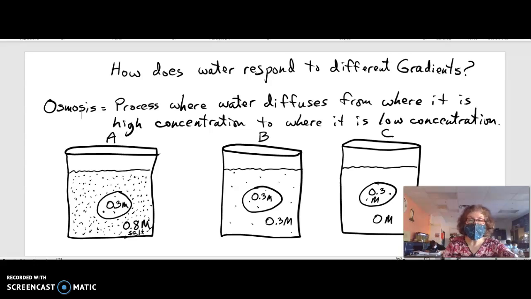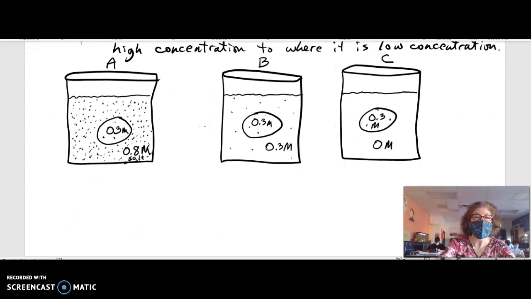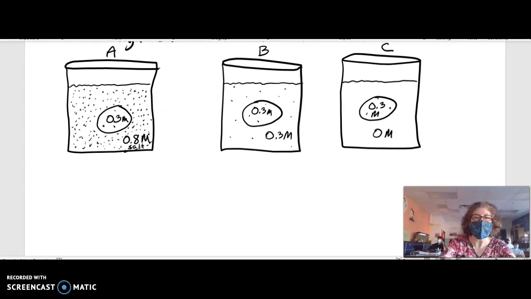Okay, so now let's look carefully at these three situations. What we do is we have to understand the term gradient we learned already, right? The word gradient really just means difference. So in which of these beakers, A, B, or C, is there a difference between the inside and outside of the cells? A, definitely. There's much more salt outside than there is inside. So there's a gradient across the membrane. And whenever there's a gradient, usually something's going to move.